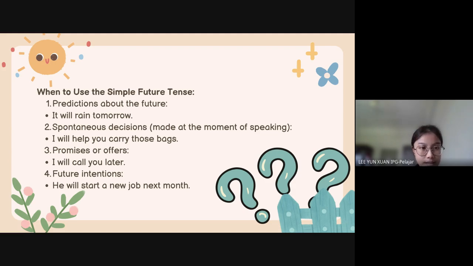And the second one is spontaneous decision, which is made at the moment of speaking, which is I will help you carry those bags. And the third one is promises or offers. And the example sentence is I will call you later. And the last one is future intentions. And the sentence is he will start a new job next month.